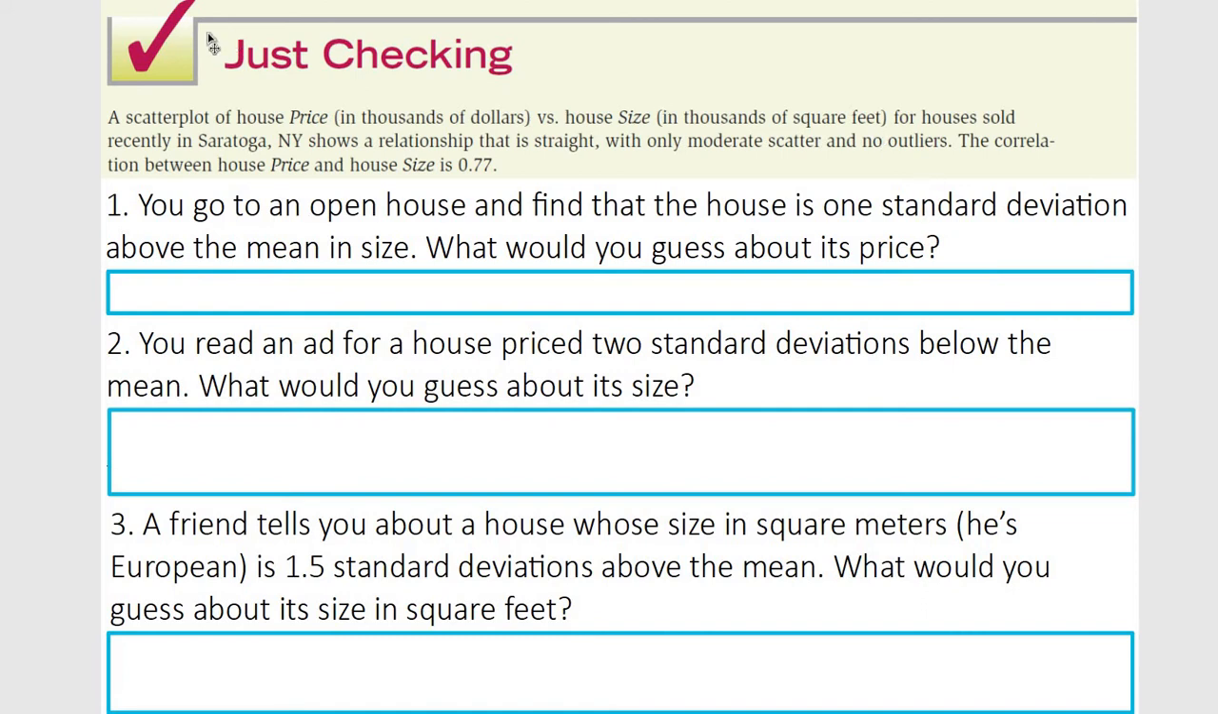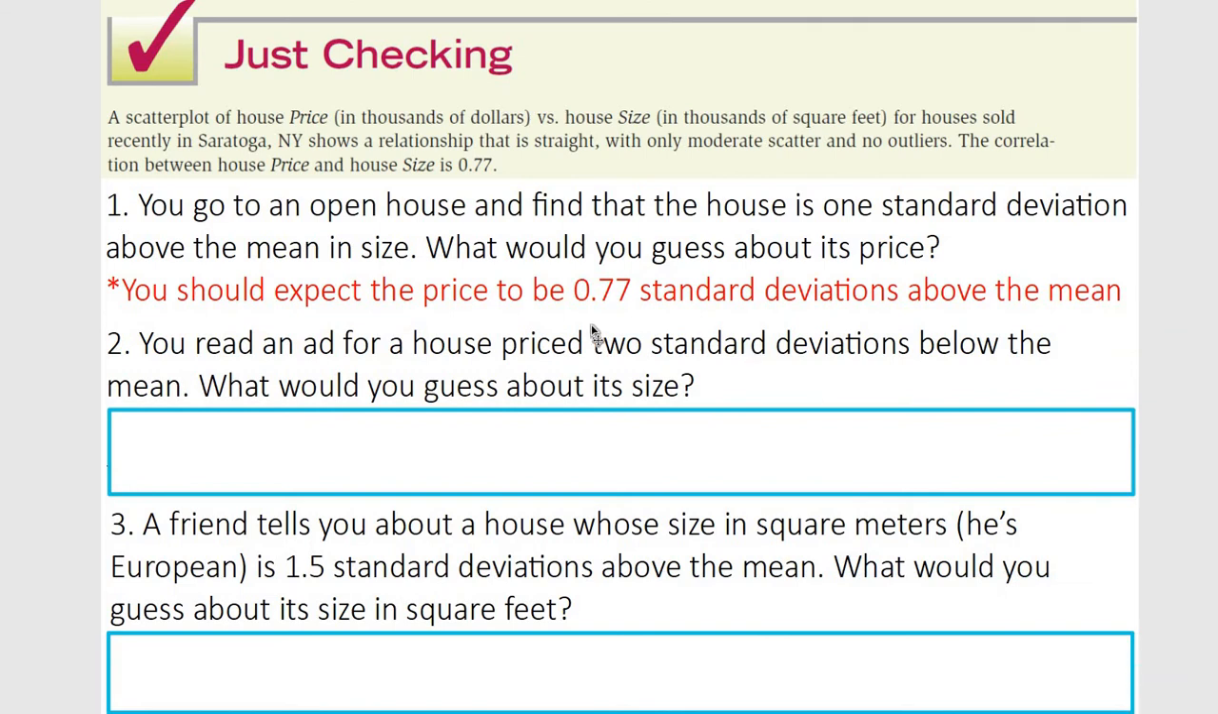Okay, so if the house is 1 standard deviation above, then we should expect the y to go r times that. So r is 0.77 times 1, which is 0.77 standard deviations above the mean. That's how we can deal with correlation, right? You're thinking of it in a linear format. So we're putting in house size times the correlation, and it's going to have the output of the price. So if we went 1 standard deviation in size, then we're going to go r times that in standard deviation in price.